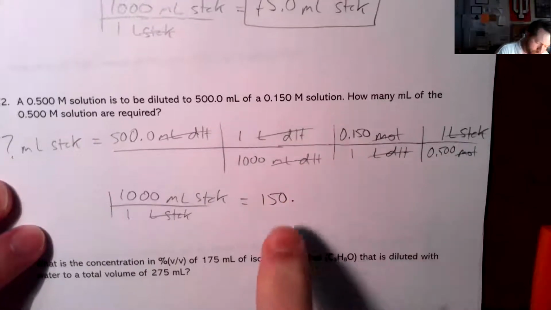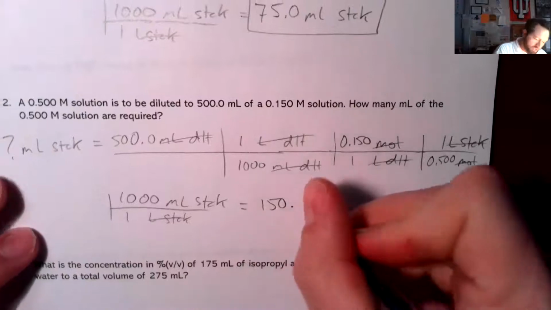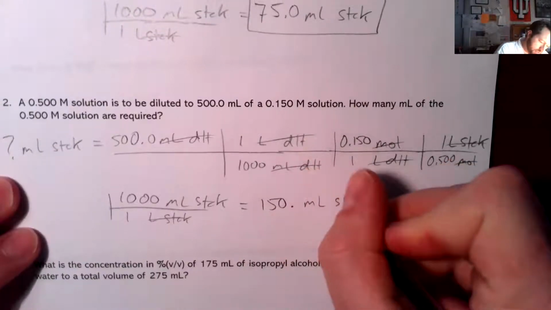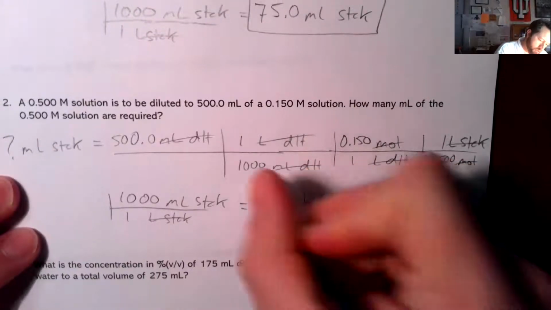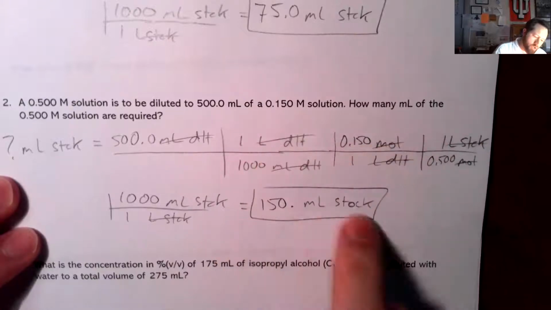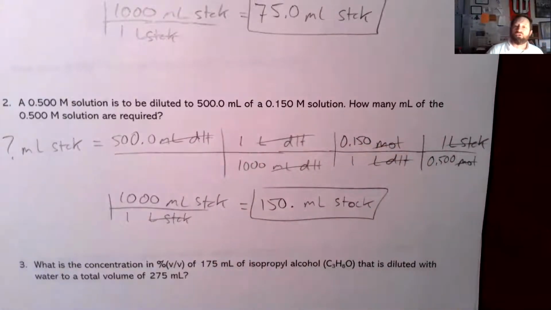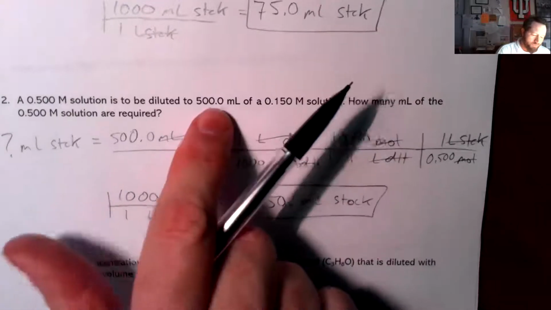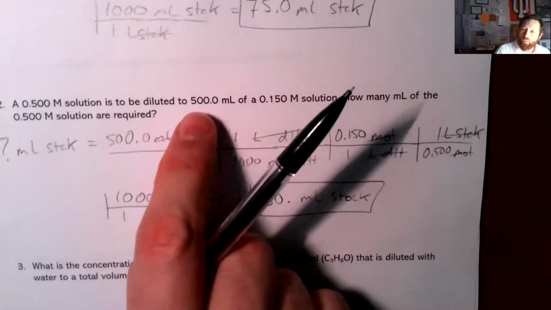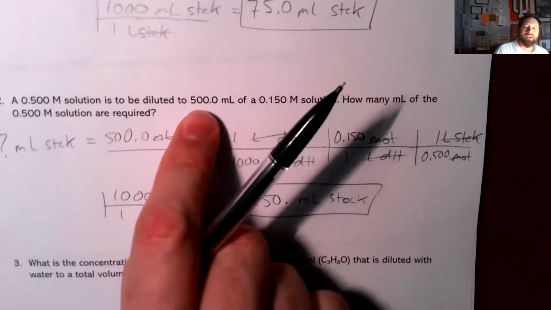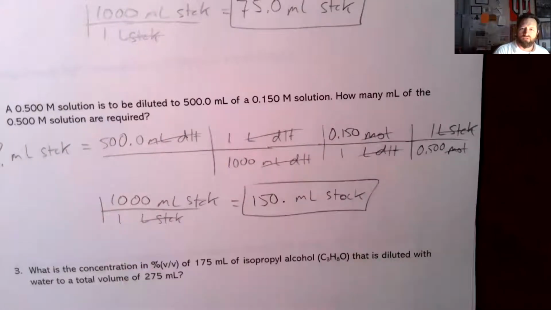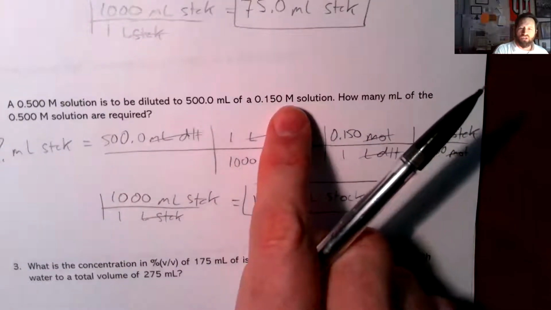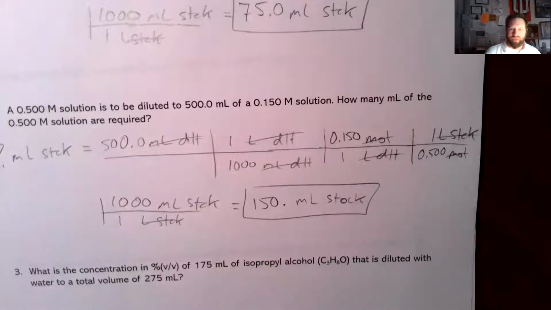I'm going to put a decimal point after that 0 to make it significant, and put my unit on there. We're going to want 150 milliliters of stock solution. And if you really want to do the math, then you can figure out how much water you need to add to get it up to 500 milliliters with a concentration of 0.15 molar.